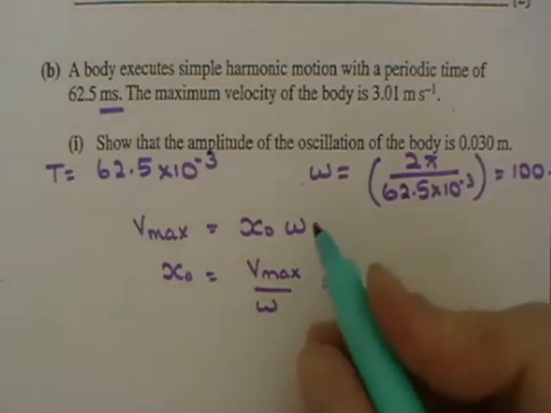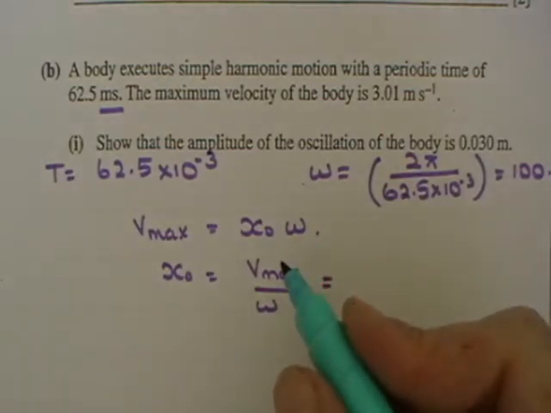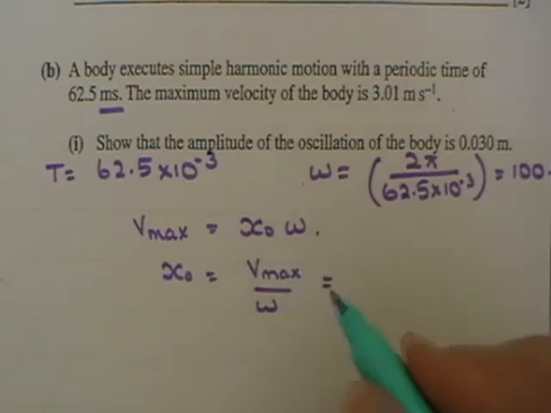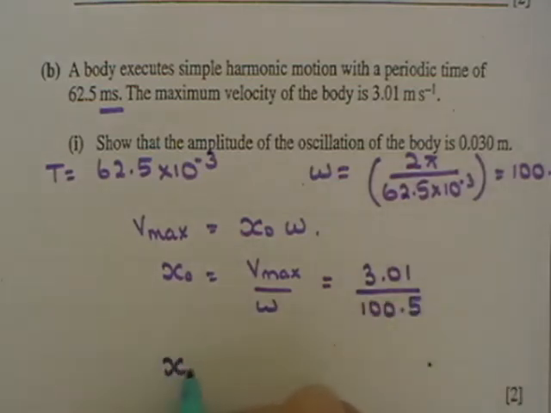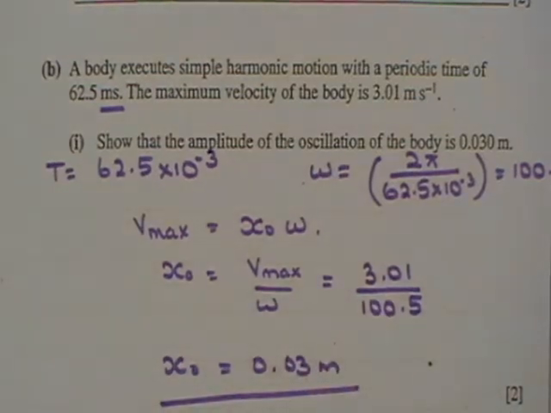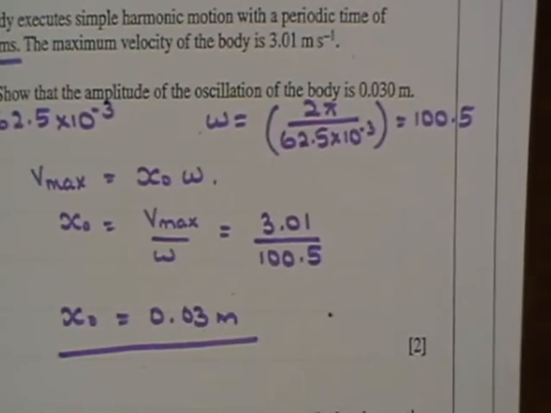And v max is 3.01 and omega is 100.5. And so x naught comes out to be 0.0301 meters, but I'll just leave it as 0.03, roughly. So that's fairly straightforward to do.